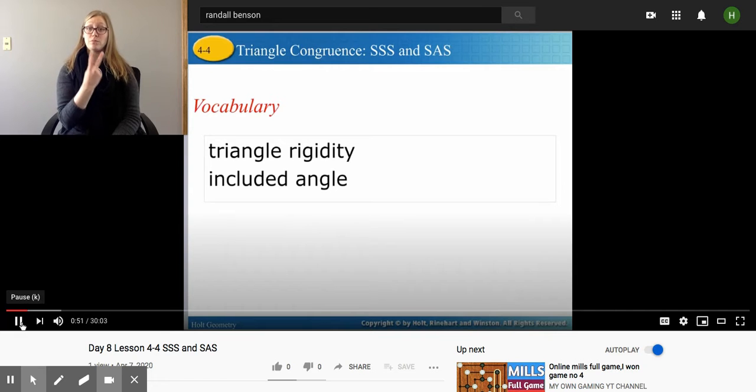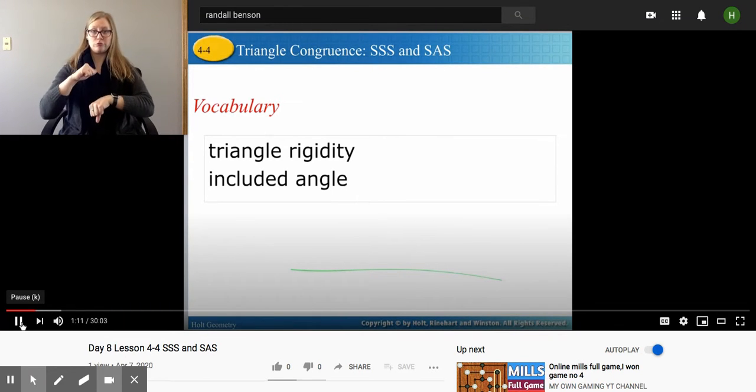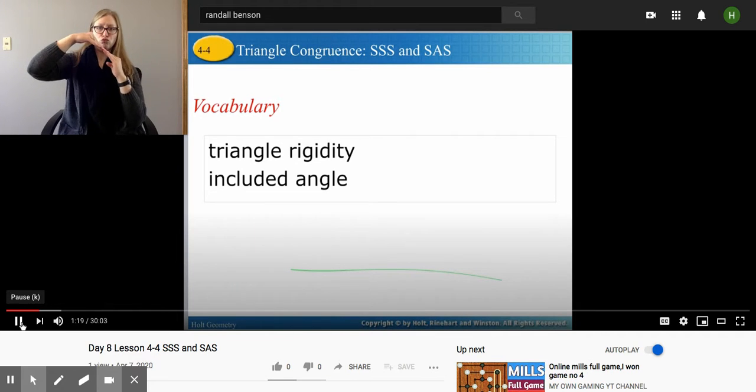So two new vocabulary terms we're going to use in a minute are triangle rigidity and included angle. One is the idea of triangle rigidity. Now something that's rigid is not flexible. It's solid and it doesn't bend very well. So think about that when you're making a triangle. The sides are straight and they don't bend, so they're rigid. And the idea of an included angle, we'll describe that in just a minute.